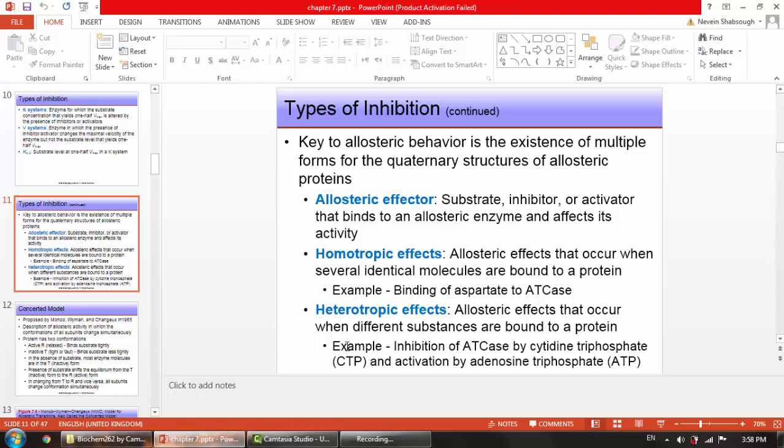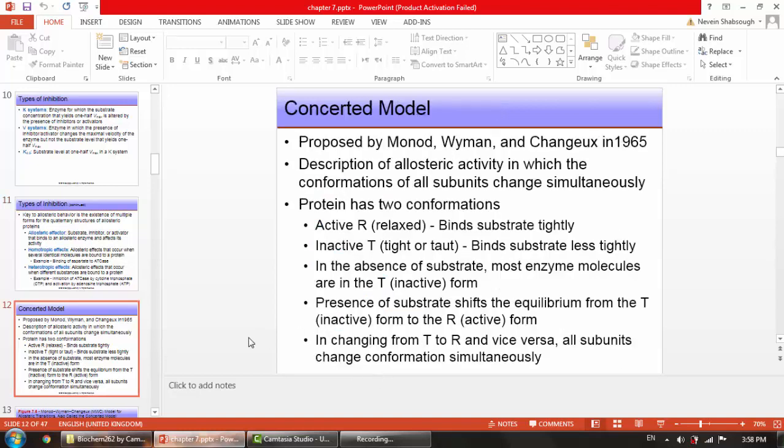The inhibitor CTP, which is a nucleotide, and the activator ATP, which is also a nucleotide, are both similar to each other, but they are different from the substrate called aspartate. So this is called heterotropic allosteric effects.